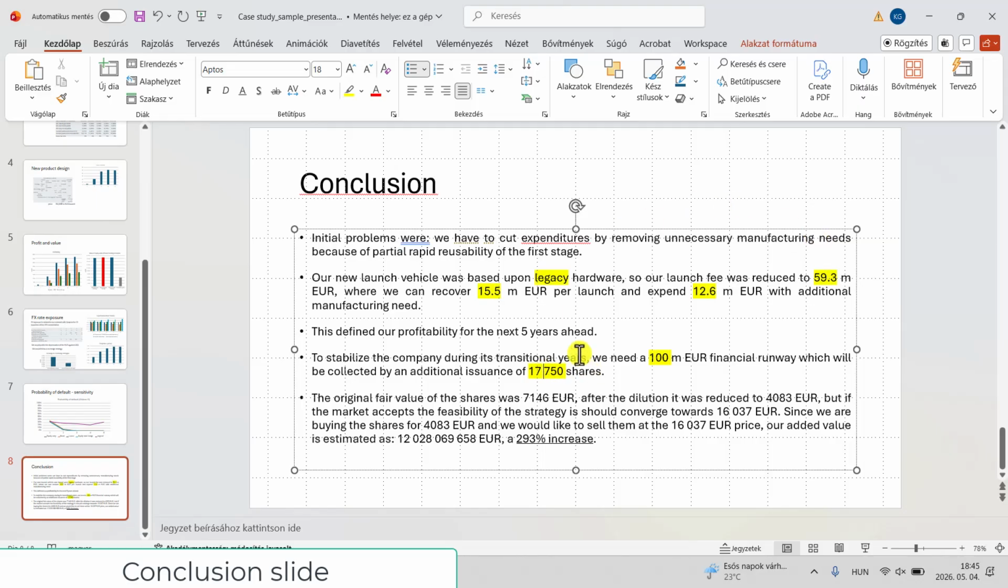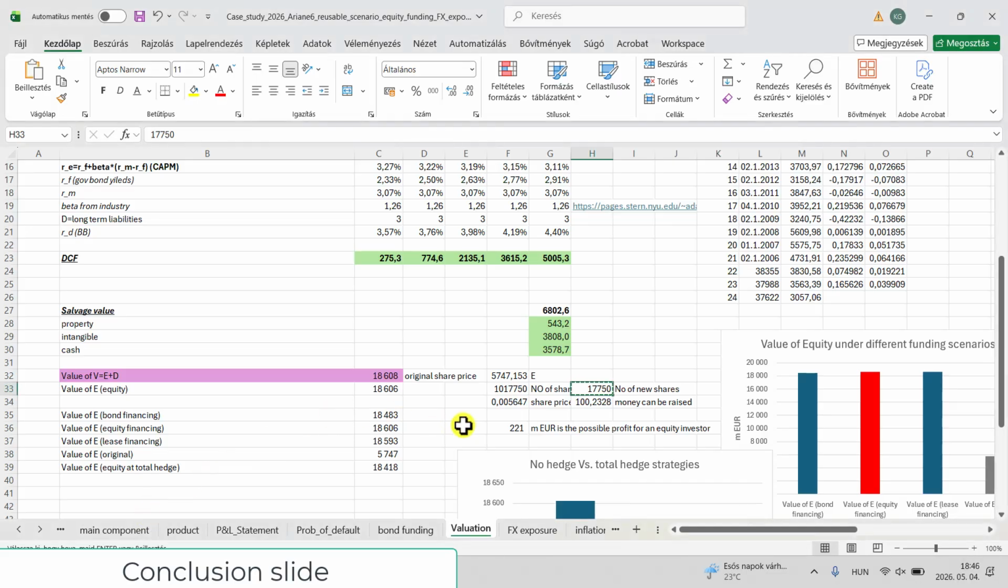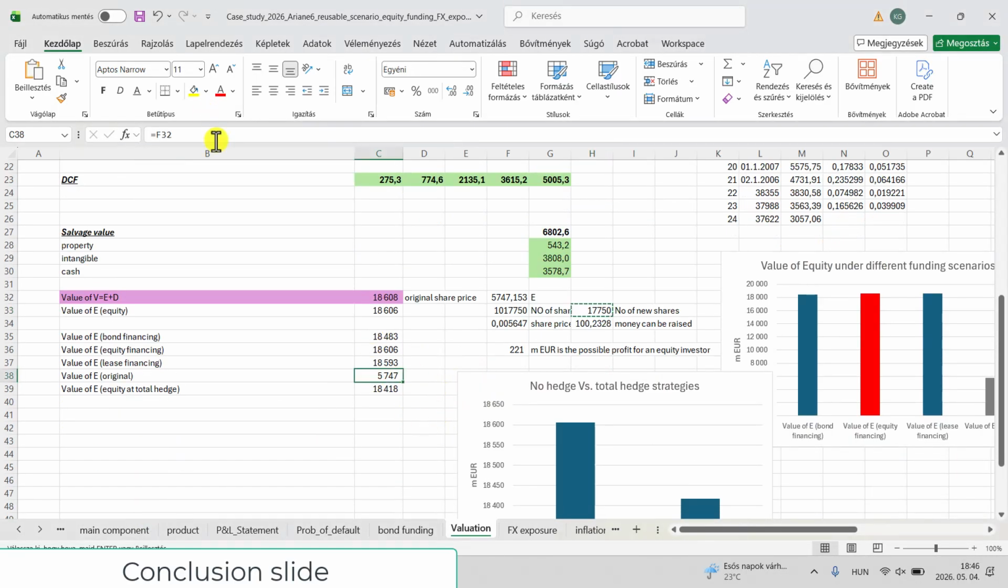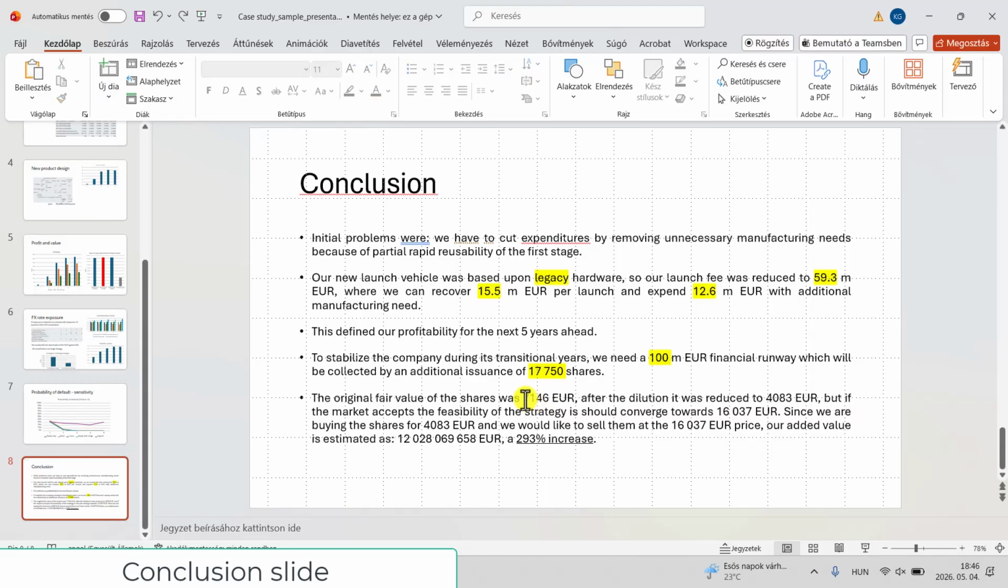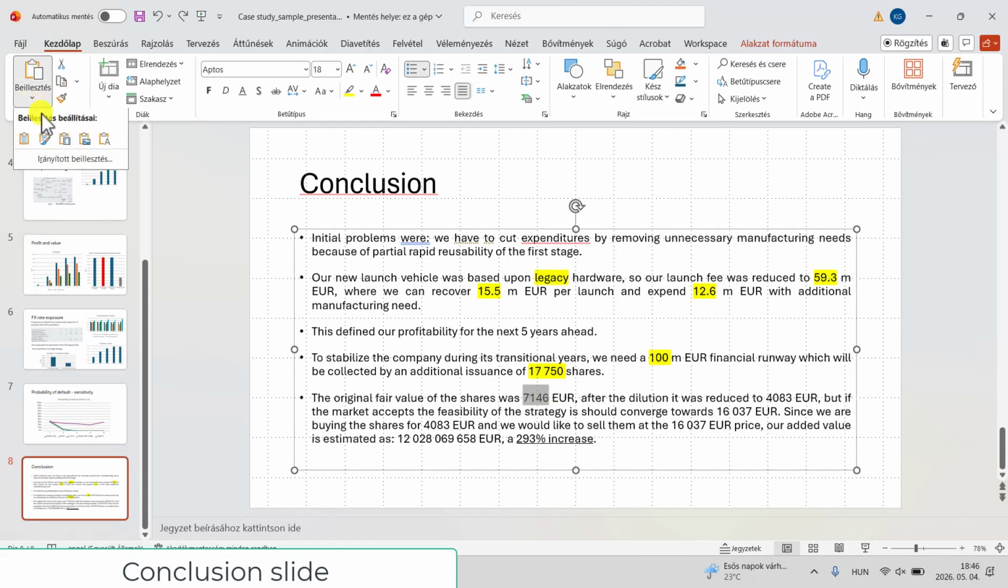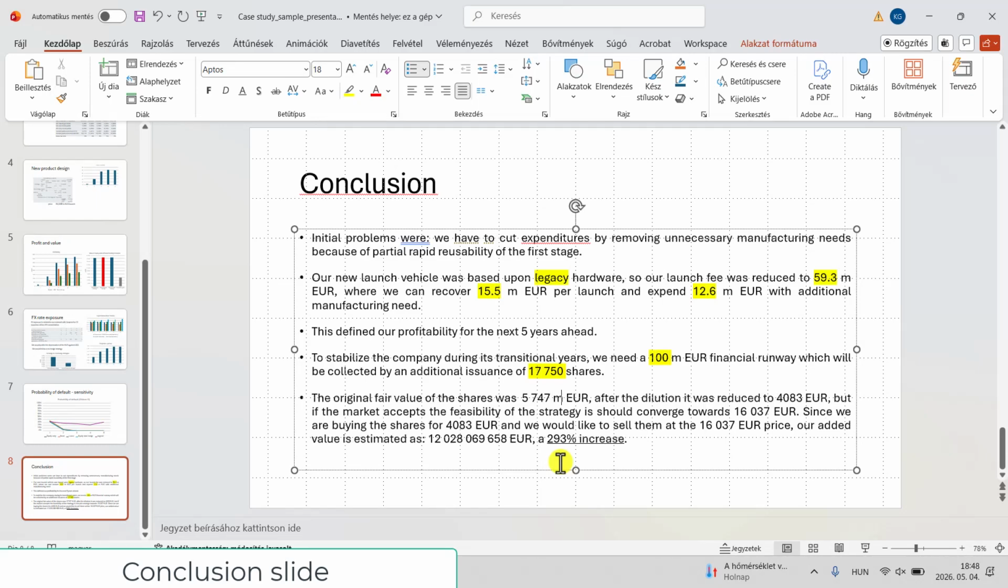Okay, so 17,000 shares, and the original fair value of the shares was this number. Again, this will come from here. This is where we can see that numbers are changing back and forth during the different years. And now we can say, okay, let's say equity, because I did everything on equity base, not share value.